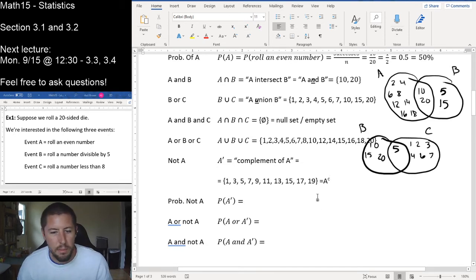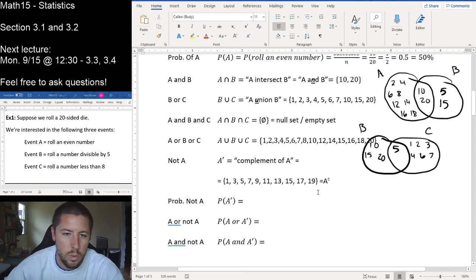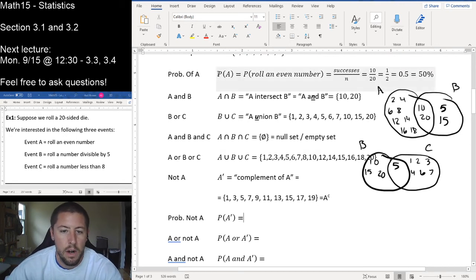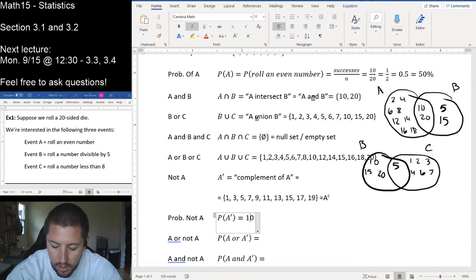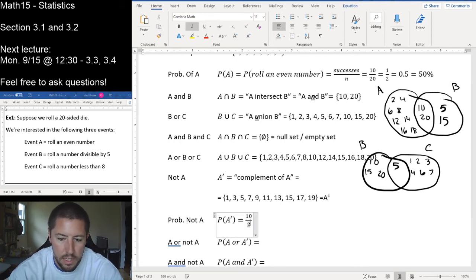You don't necessarily normally have a good name for it, but we can look at some of these probabilities as well. You should notice that before we computed that the probability of A was 50%. You should also notice here that we're picking up 10 out of 20 objects that are in not A, in the complement of A. So we're again going to get 10 out of 20 here.